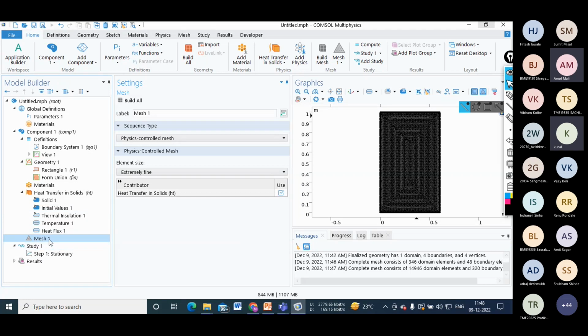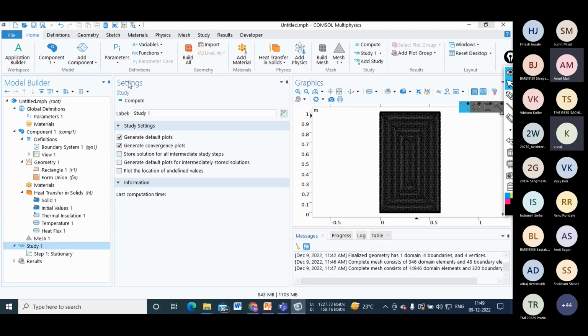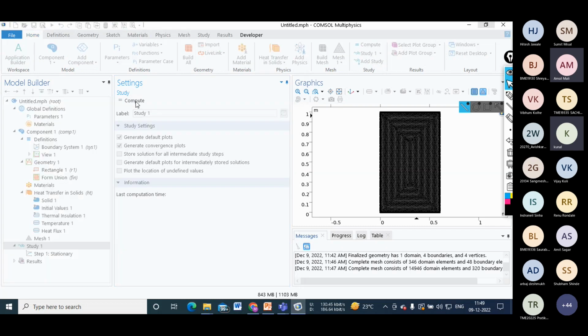So after completion of meshing, next we will move towards the study. Now here we have to click on the study. Okay, so here you can see we'll solve this problem. If you have provided all details correctly, it will solve the problem, otherwise it will give error. Now here, I have provided the fine meshing, so due to that reason it will take a little bit more time.